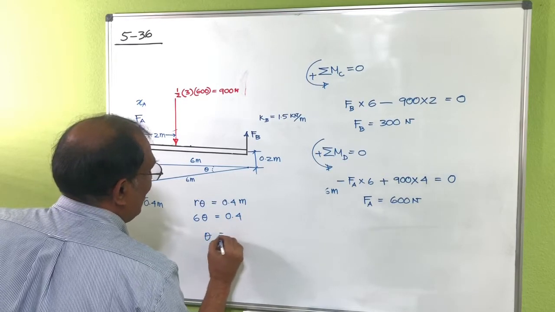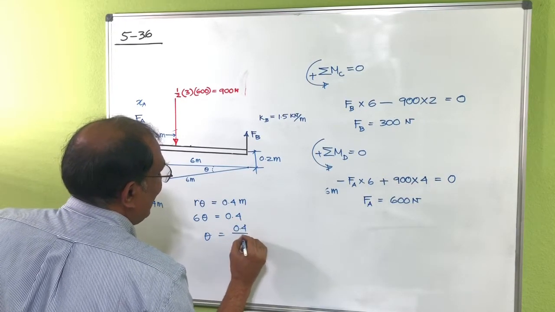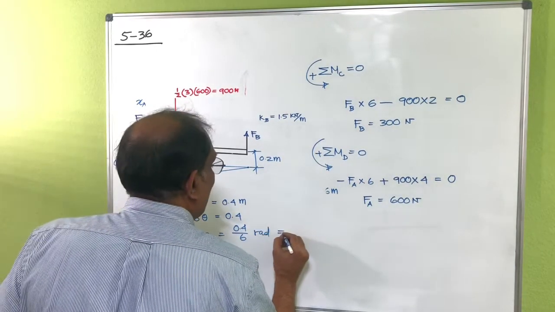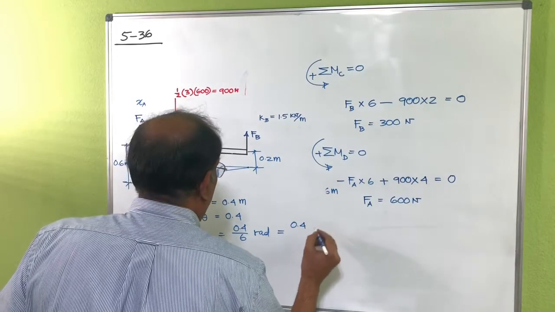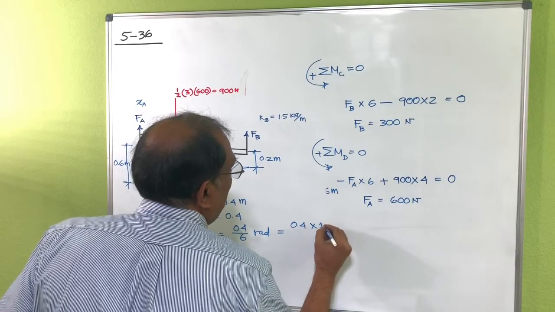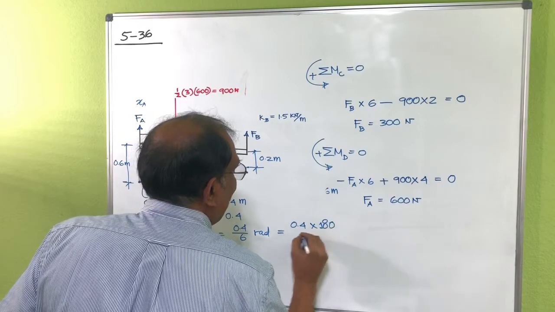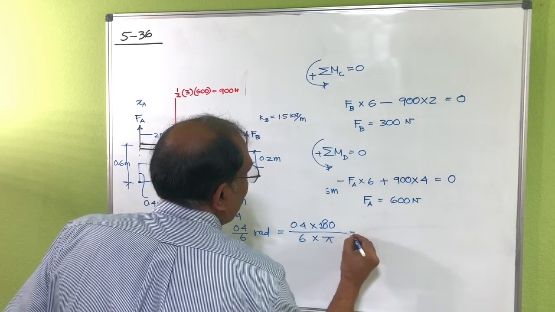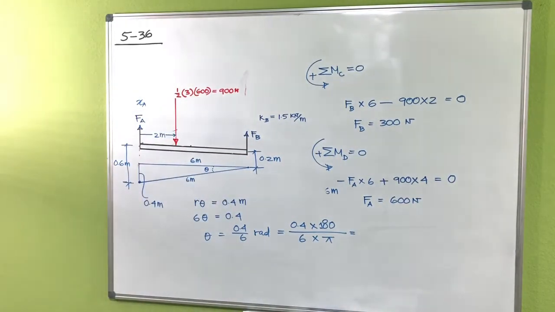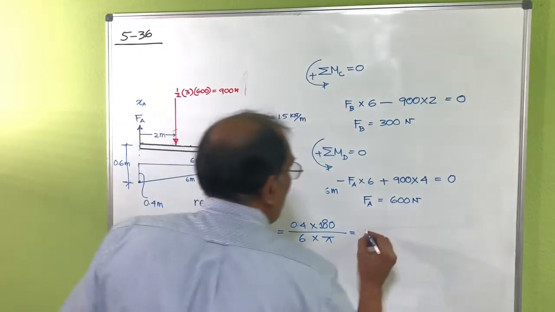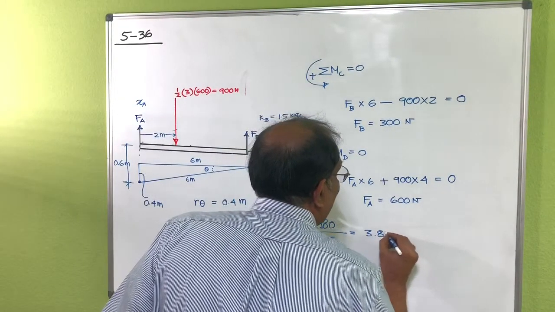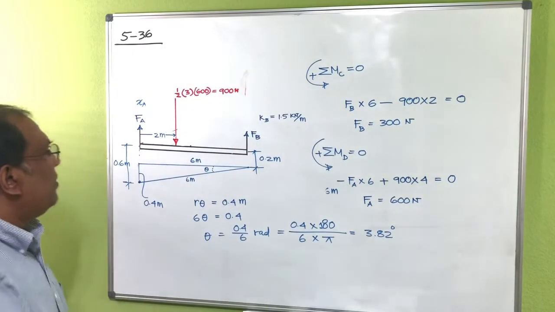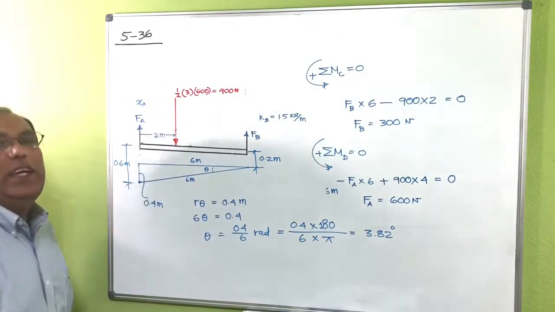So theta is equal to 0.4 by 6 radian, which is actually 0.4 into 180 divided by pi radian. So if you solve that one, then basically you get 3.82 degree. So that's basically the tilt of the beam after applying that load here.